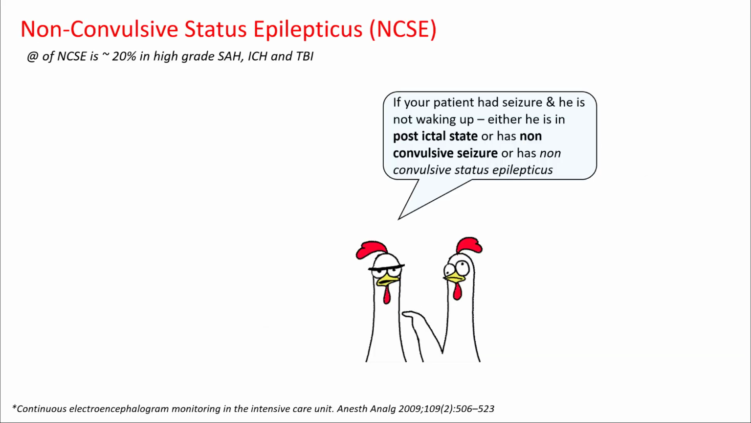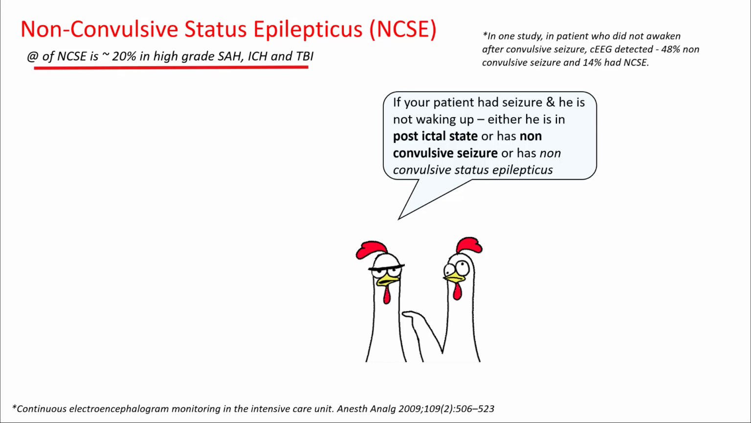If your patient had a seizure and is not waking up, either these patients are in a post-ictal state or have non-convulsive seizures or non-convulsive status epilepticus. In one study, of patients who did not awaken after a convulsive seizure, continuous EEG detected 48% non-convulsive seizure, and of which 14% had non-convulsive status epilepticus. The rate of non-convulsive status epilepticus is around 20% in high-grade subarachnoid hemorrhage, intracranial hemorrhage, and traumatic brain injury.